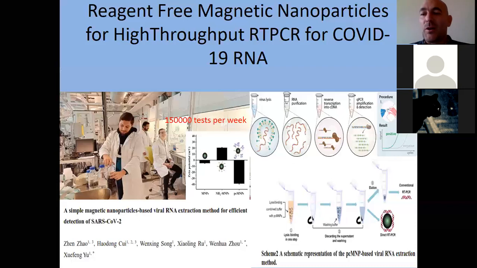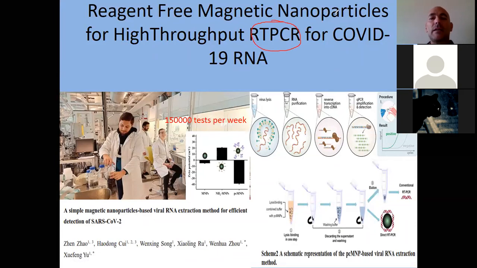The next one is also the same principle, actually. Another reagent-free method. But in this case, it is using magnetic nanoparticles for high throughput RTPCR analysis of this virus, okay? As you know, RTPCR, you have probably heard about this word many times in the past month.